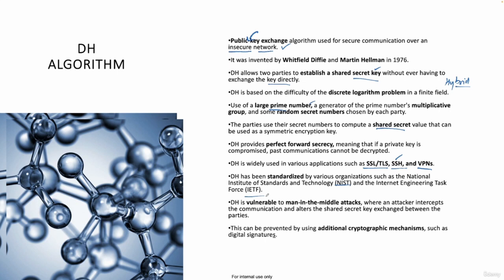Now comes a very interesting thing that we already learned: how can you prevent this? Yes, you can prevent it using additional cryptographic mechanisms such as digital signatures. Now I can ask you, if you close your eyes and give me the answer, why would you use digital signatures to prevent man-in-the-middle attacks?